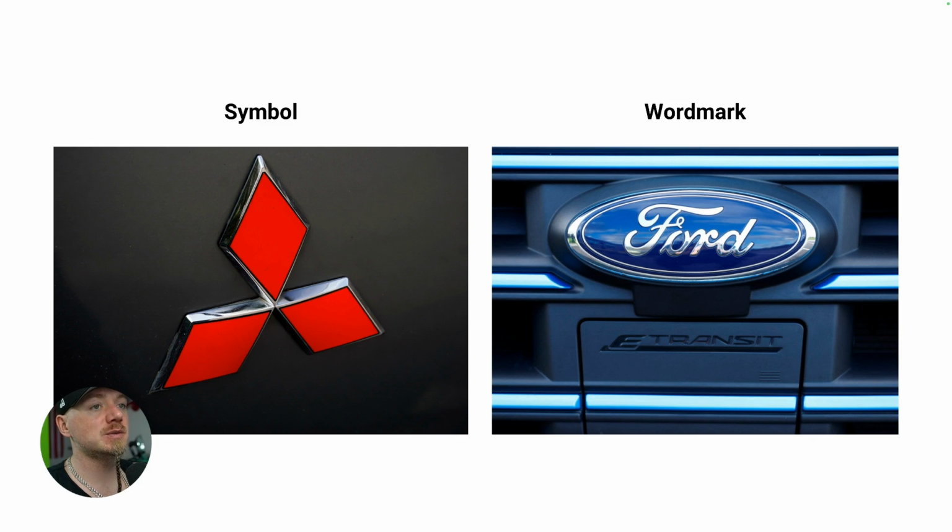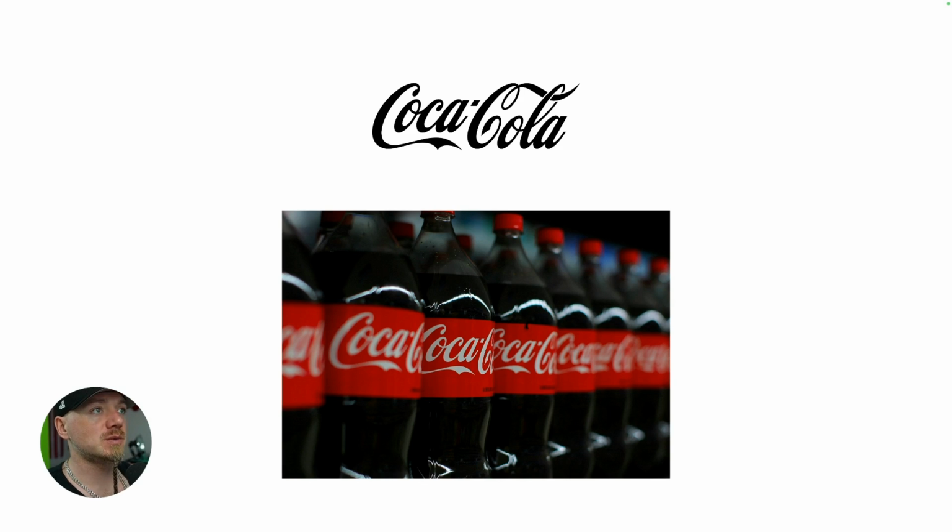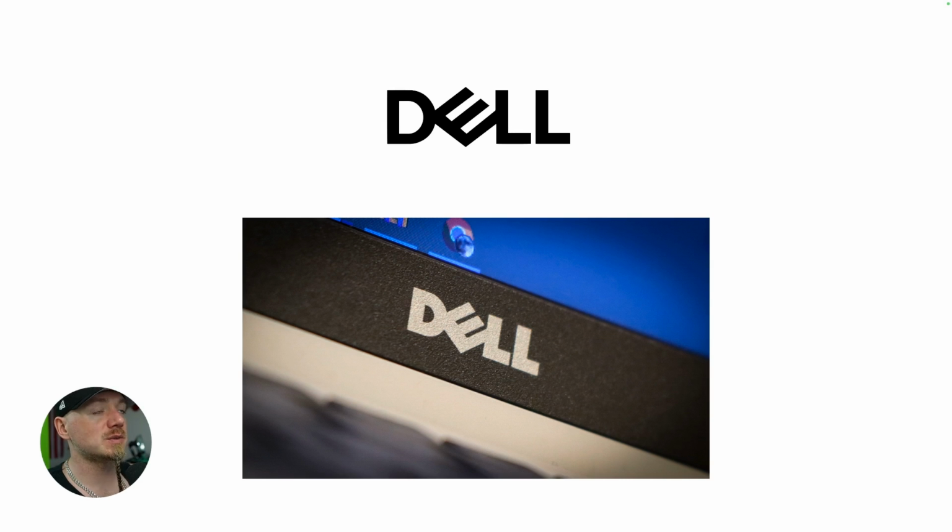For example, here are two brands from the automotive industry. On the left we have a symbol, but on the right we have a wordmark. So you can't miss that. And this is especially true for new brand names. And wordmarks can stand the test of time and they can become iconic. Just look at Coca Cola's wordmark that hasn't been changed for decades, or Dell's wordmark.